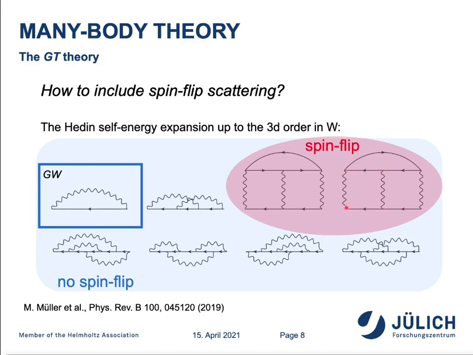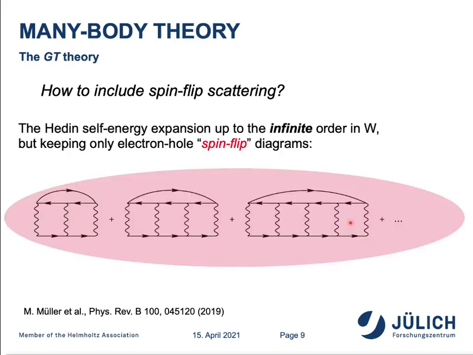It should be mentioned that this process could also play a role, but it is expected to have a lower magnitude and be located in the energy range far from the Fermi level. Therefore, we don't consider this type of spin flip scattering in this work. If we continue expanding the self-energy to high order, we will always find those diagrams that include the spin flip processes of the required type.